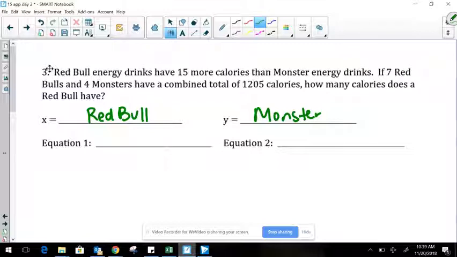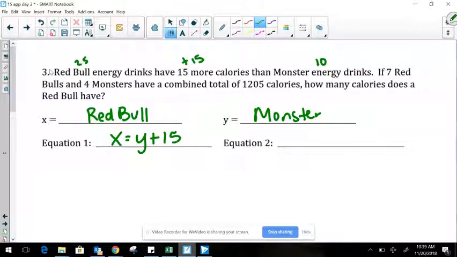Okay, so these have 15 more. So say Monster energy drinks had 10 calories. I know that's low. That means Red Bull then would have to have 25. So it's plus 15. Okay, so I need my equation to say X is equal to Monster plus 15. Then they're equal.